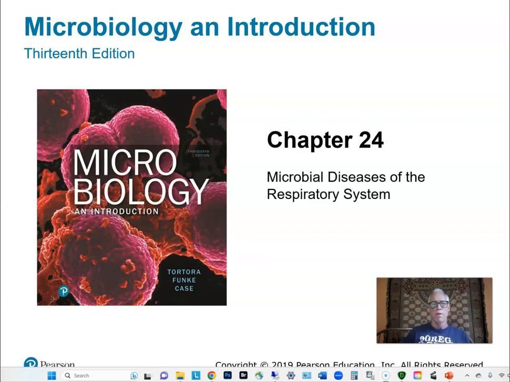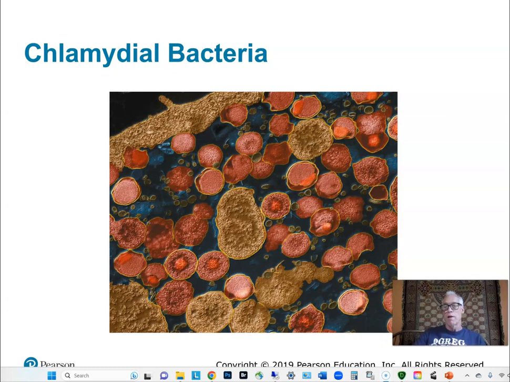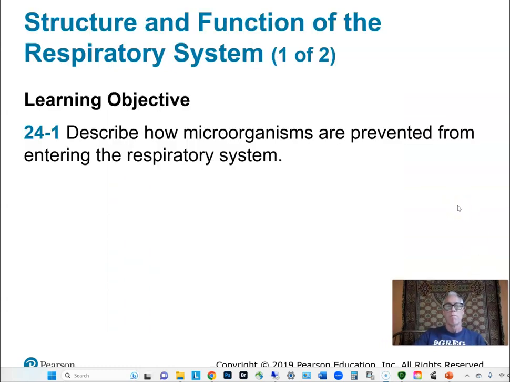Good morning, campers. We're back for another look at our microbiology text by Tortora, and we're going to take a look at chapter 24, microbial diseases of the respiratory system, and we'll probably break this one into two parts also. So this will be part one of chapter 24. There's our beautiful micrograph to kick off our chapter of chlamydial bacteria.